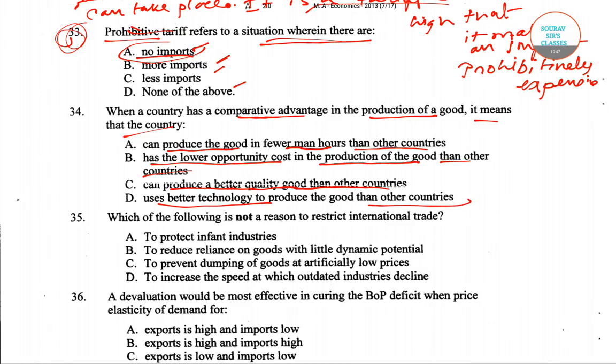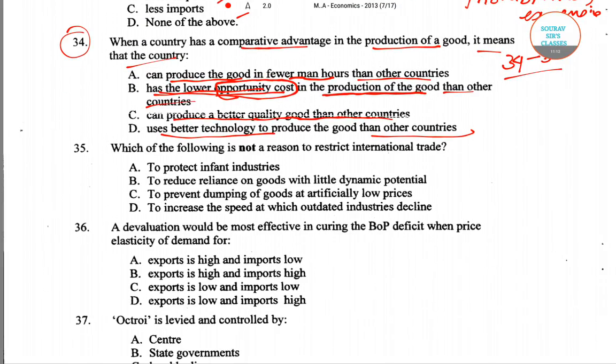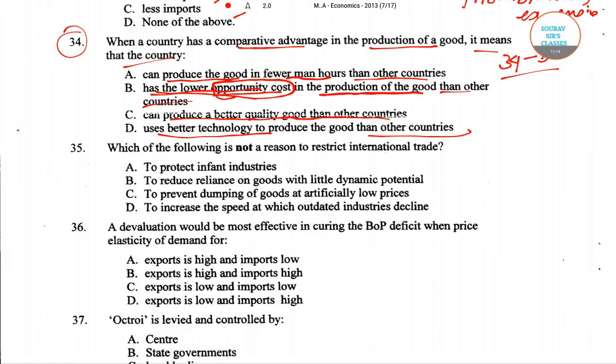We know when we talk about comparative advantage, we basically take into account the opportunity cost concept. So the country which has a lower opportunity cost, production of that good basically takes place in that country. So we'll conclude for question number 34, the right answer would be option B. Now we'll go straight to question number 35.